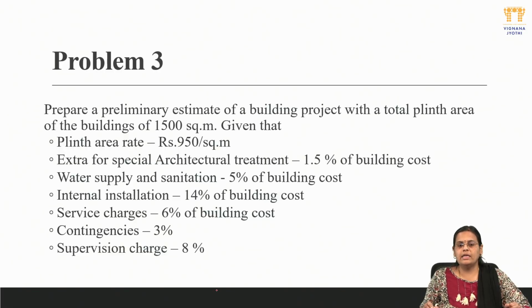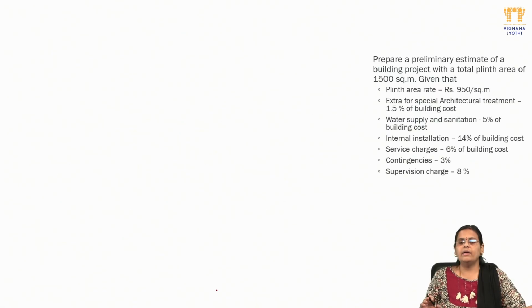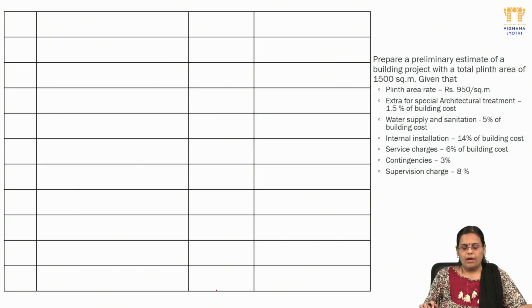Water supply and sanitation would be around 5% of building cost. Internal installation 14%. Service charges 6%. Contingencies 3% and supervision charges 8%. See, how to solve this problem? It's very simple. Rate is given, a plinth area is also given, so you can easily calculate what is the building cost. To solve such kind of problem, open a table, right?